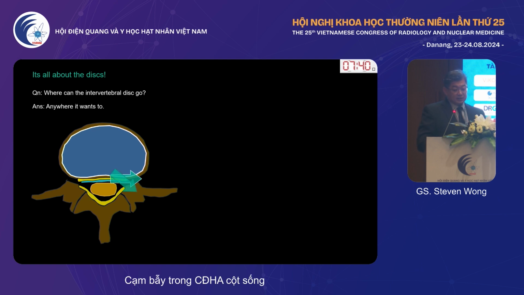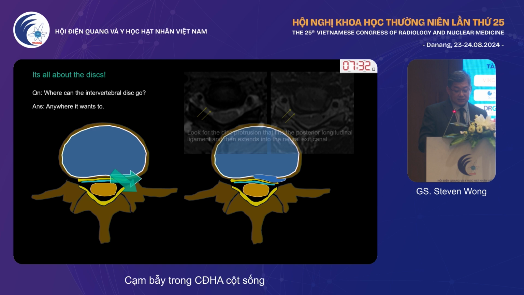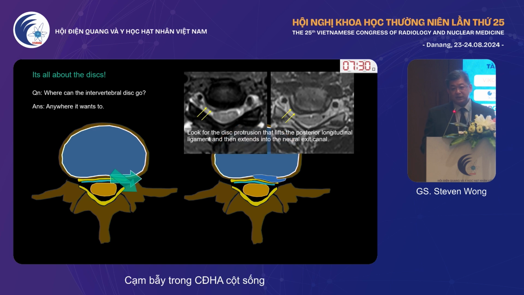Sometimes it goes laterally, like the one I showed to you, and it goes into the lateral region of the spinal canal, or into the neuroexit foramen on either side. This is the one that, as radiologists, we need to pick up on. It's very subtle. You can see a very small hint of it here. The nerve root is not very happy because of that.